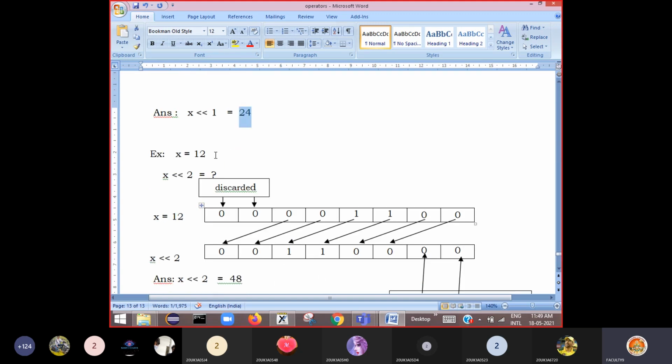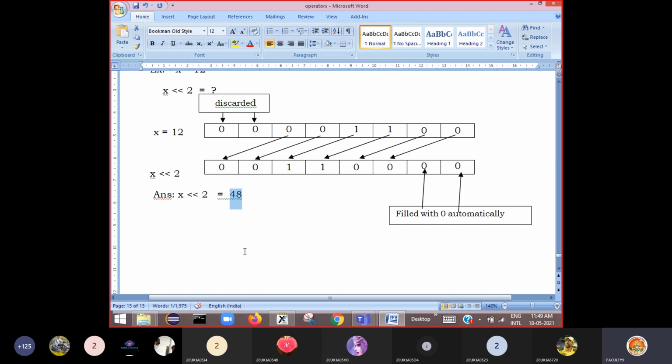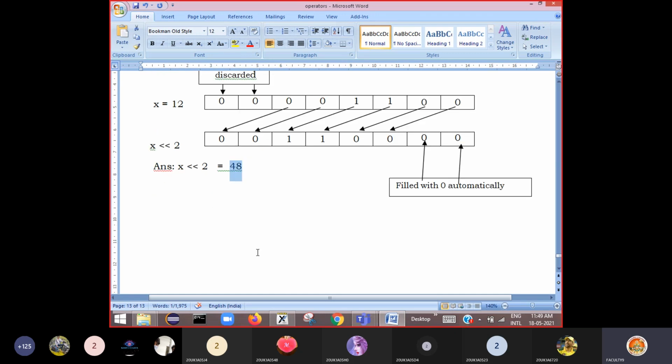When you move 2 bit positions towards left, okay, so again the 24 gets doubled here. 48 you will get here. Okay, so from this you can derive a formula. Given number into 2 power of n, then the resultant you will get. N is number of bit positions to be moved. 2 bit positions means 2 power 2. 12 into 2 power 2 is 4. 12 4s are 48. That's how you will get.